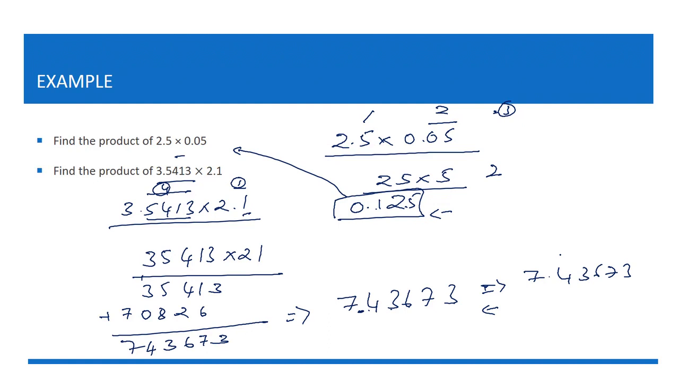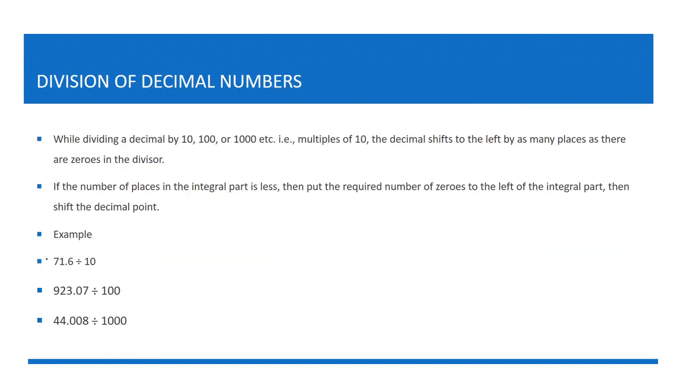3.5413 into 2.1 gives 7.43673. Right. Okay. Let me go with the division. In case of division, what happens? If you are going to divide the decimal by 10, 100 or 1000 or multiples of 10, just move the decimal places based on the number of zeros.